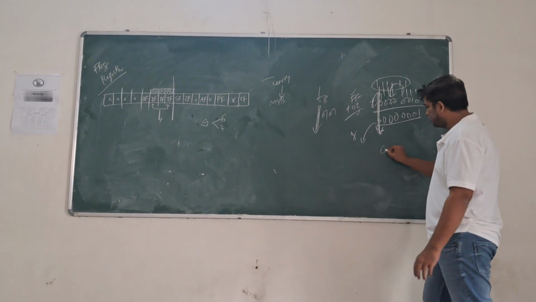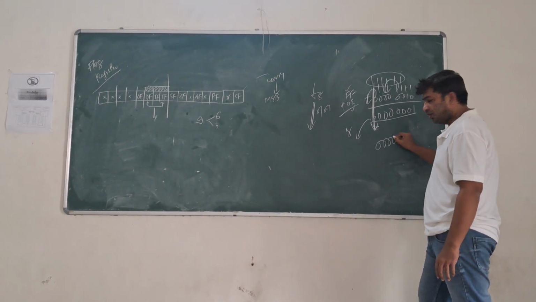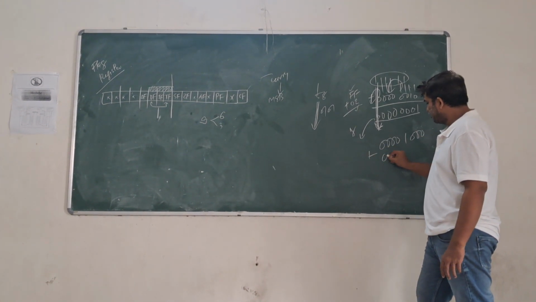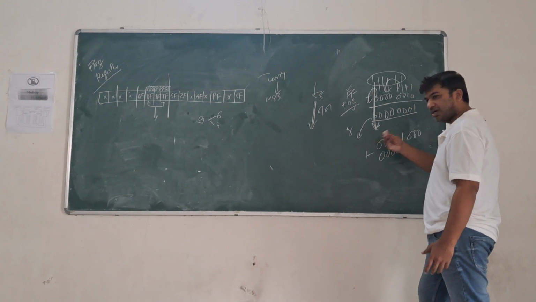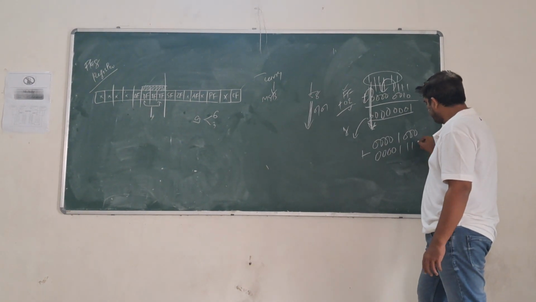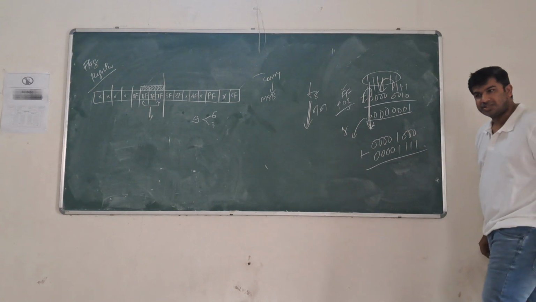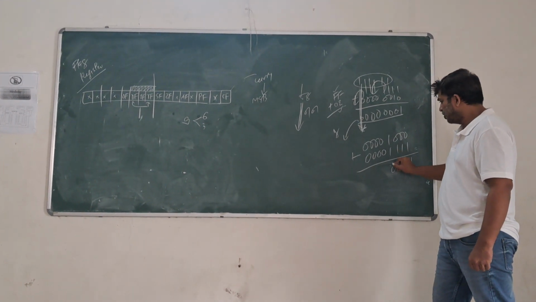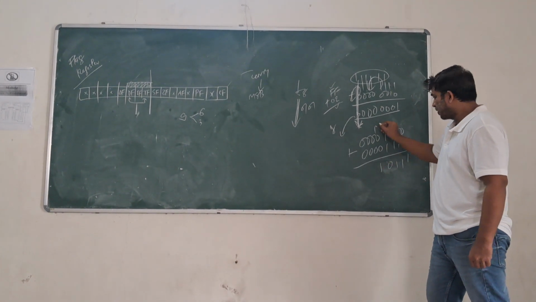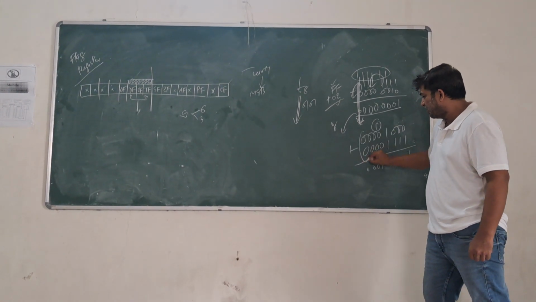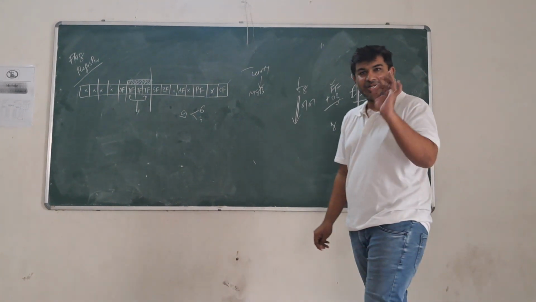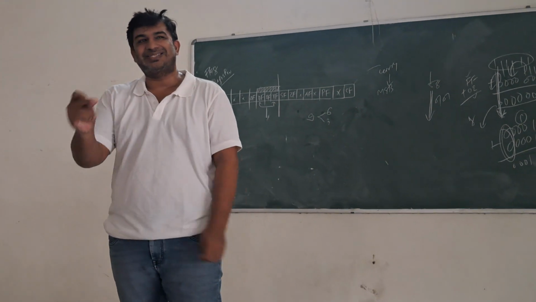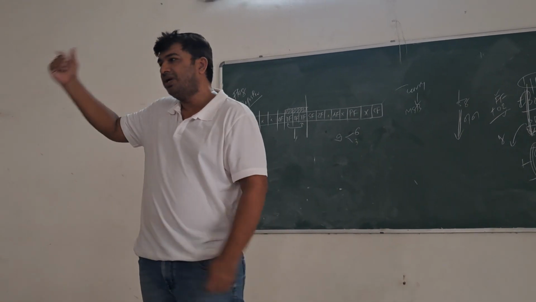Let's take an example. 0 0 0 0 1 0 0 0 is my number. Then 0 0 0 0 1 1 1 1. I want to add these two numbers. 1 plus 1, 0 1 1. So a carry is generated, but it is not from the MSB. In this case, your carry flag will remain 0 only. Keep in mind, the carry flag will get set when you are having a carry from the MSB.